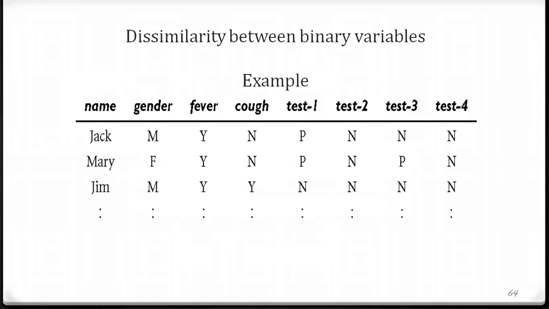Okay, so let's look into another example. We have a data set with name, gender, fever, cough. These are the symptoms, and they have done 4 tests: test 1, test 2, test 3, and test 4. Let's try to compute a few things out of this. For the first example we will consider only test 1, and for the next example we will consider only test 2. Let's discuss that one by one.